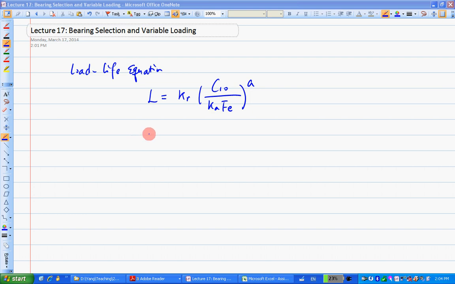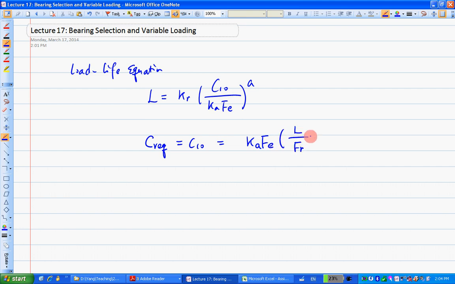The other way of using this equation is you calculate the so-called C10 required. That's the C10 that you're looking for, based on certain life requirements and also the specific loading condition. So it's the same equation, just written in a different form. Let's look at two different cases.